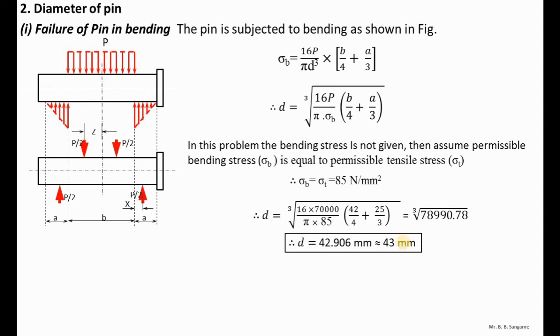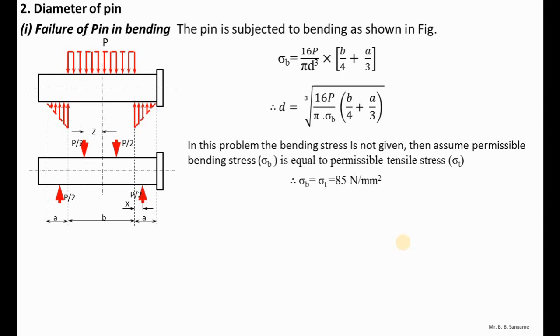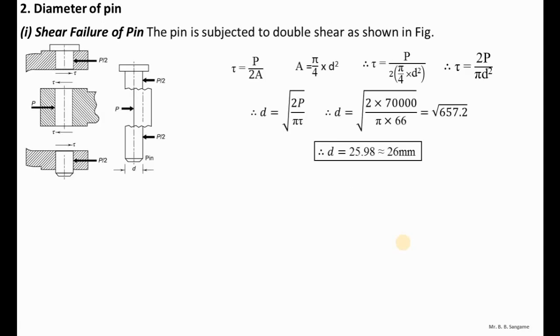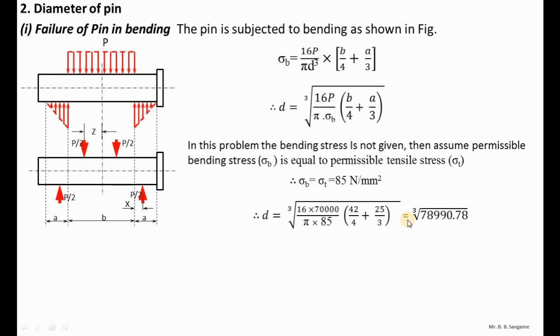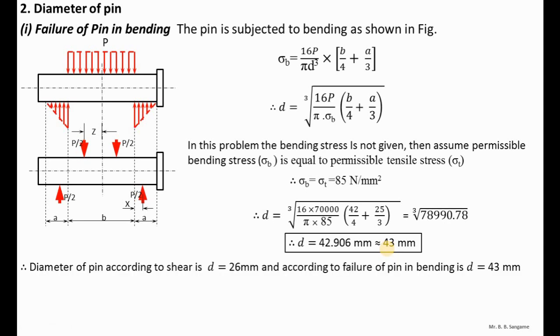In the previous part, we calculated the diameter of pin according to the shear, which is 26 mm, and according to the bending, the diameter of pin is 43 mm. So we have to select the maximum one. Obviously the design will be safe for the maximum. So I am going to choose the maximum value, 43 mm.